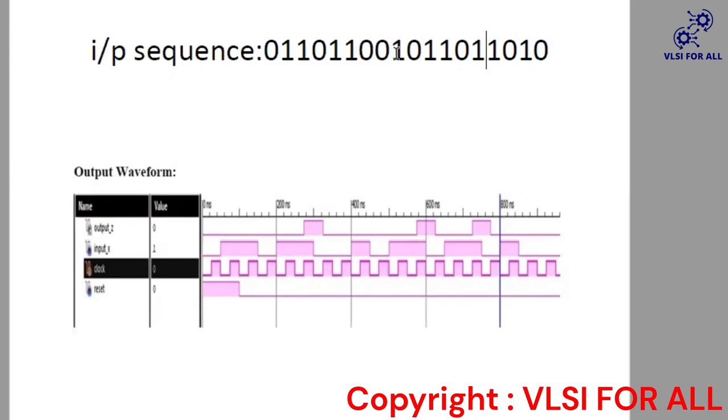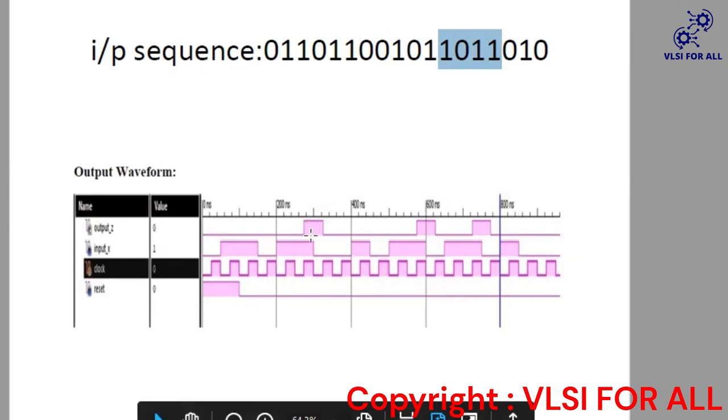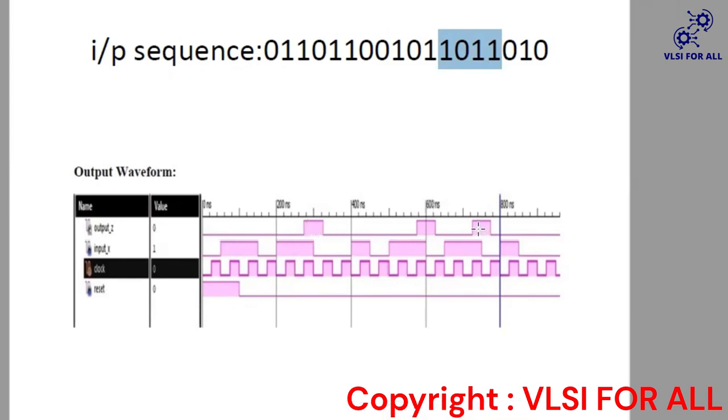What happens in the overlapping case is that this sequence is detected here, but here we are also getting the same sequence. So we will consider this one from the previous sequence, and it will detect here also. So how many times is the sequence detected in this bit string? It is 3 times. You can see here 1, 2, 3. Three times our output goes high for this input sequence.